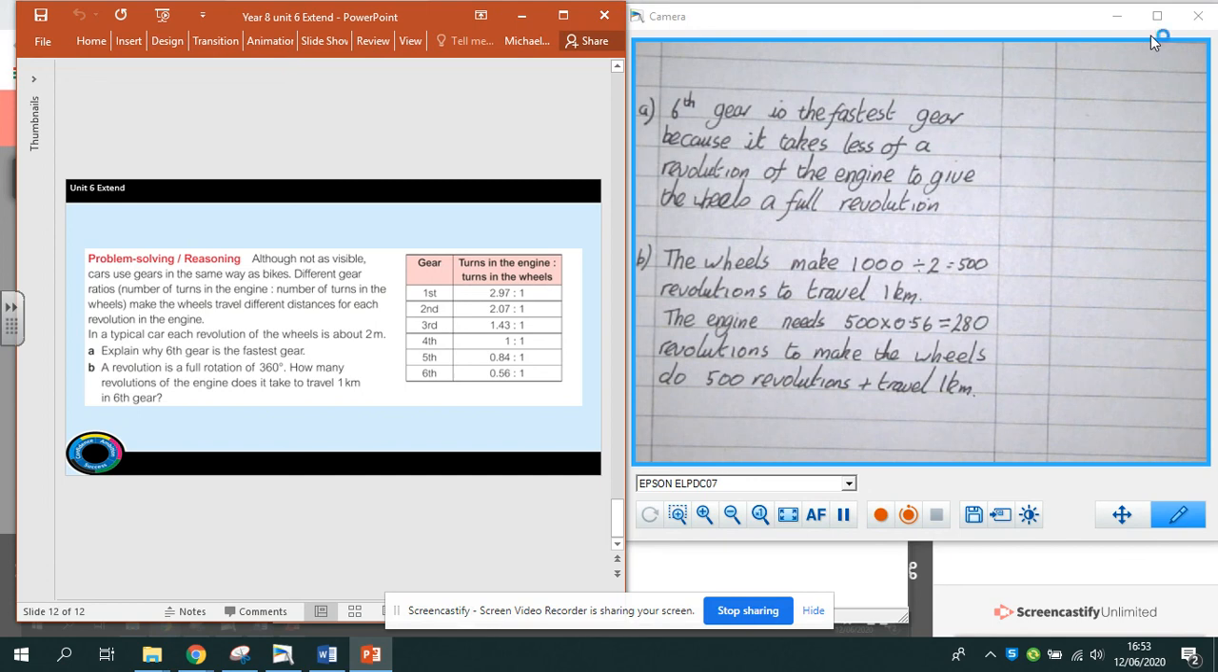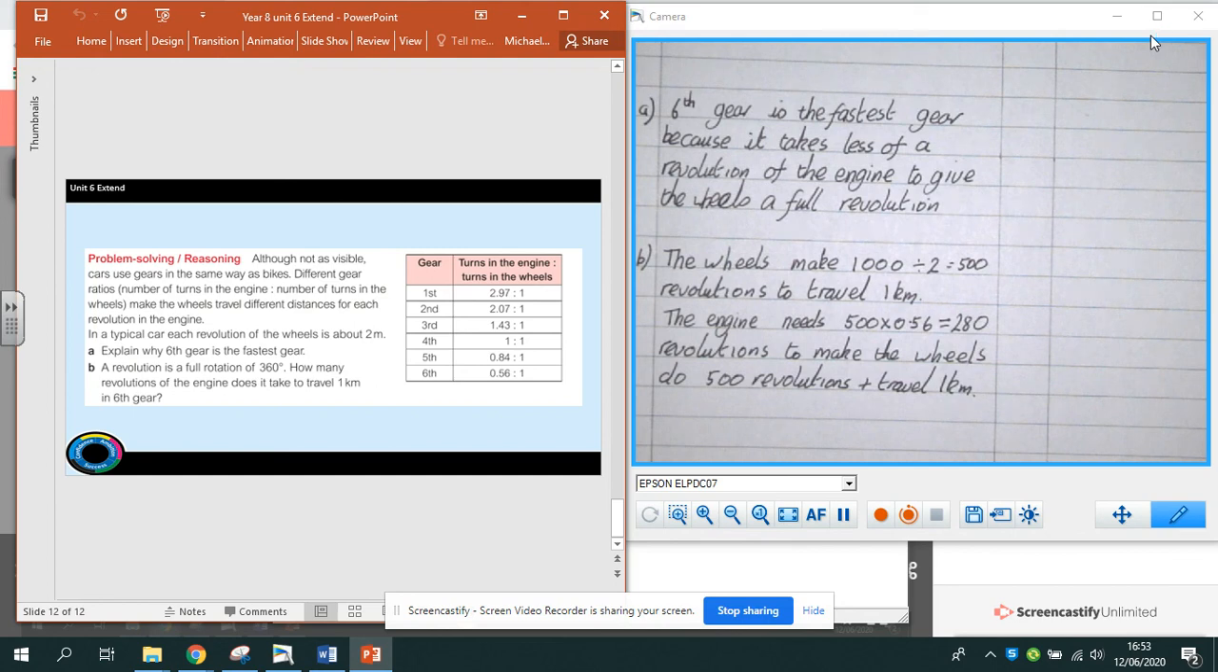So if the engine turns 100 times, in 6th gear the wheels will have turned that many more times. So that's the reason why 6th gear is the fastest, because it takes less of a revolution of the engine to give the wheels a full turn. So now we come on to a calculation.